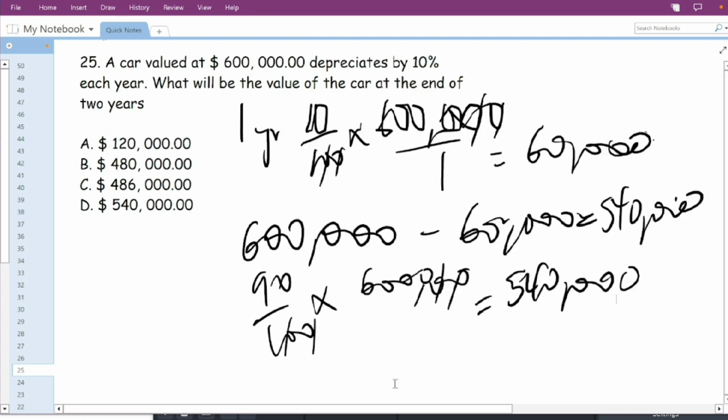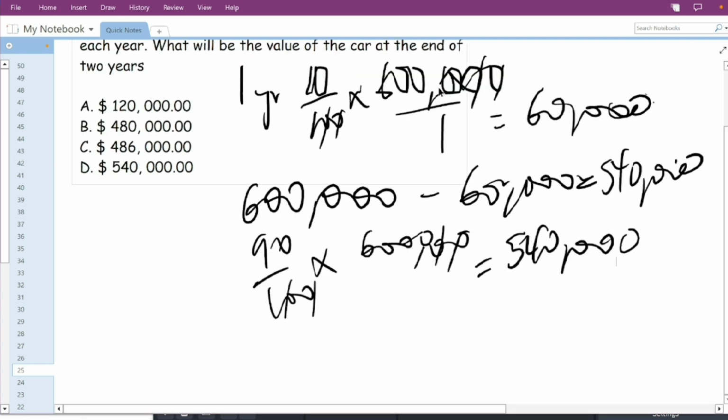$540,000. Now that we know that for the first year, either you find 10% of the money and subtract it from the whole and get 540, you can simply find 90% of the money since you've taken 10% off and get 540.